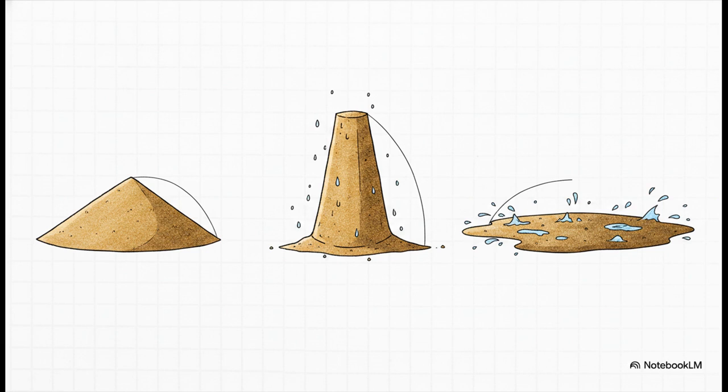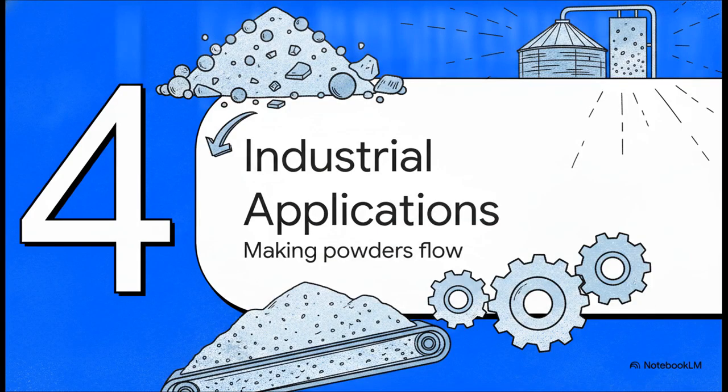However, if you completely saturate the sand, the water fills all the empty voids between the grains. Suddenly, the water acts as a lubricant, the friction is destroyed, and the pile catastrophically collapses down to a shallow 15 degrees. Let's look at section 4, industrial and engineering applications.